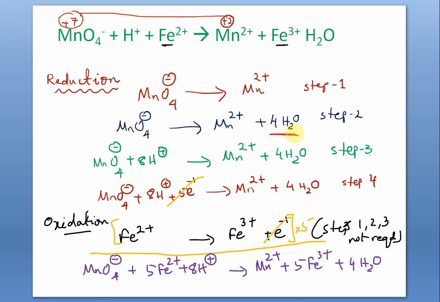Then count how many hydrogen atoms are excess. 4 2s are 8. Add the same number of hydrogen ions on the opposite side. That is on the left side. Then equalization of charge, the fourth step.